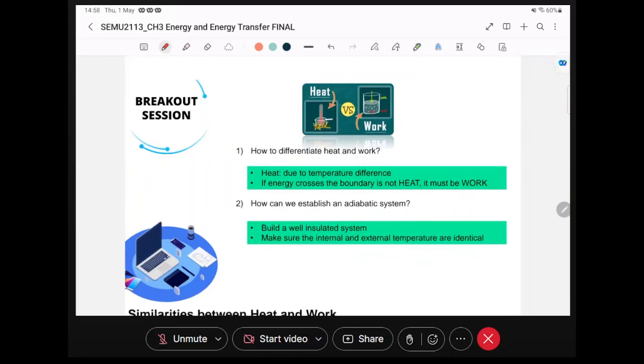So again, the difference between heat and work: heat is due to the temperature difference, really. If there is a change, the delta U is not equal to 0, there is a change in the internal energy, then there must be heat or work involved. Okay. And if it's not because of a temperature difference, then it must be work. If it's because of temperature difference, then it's heat.